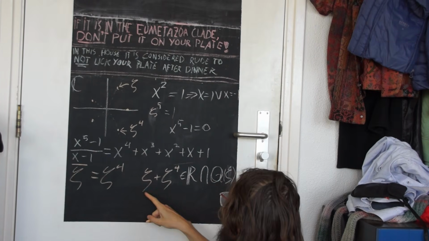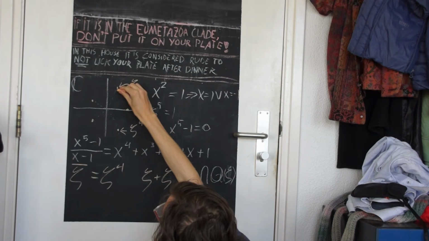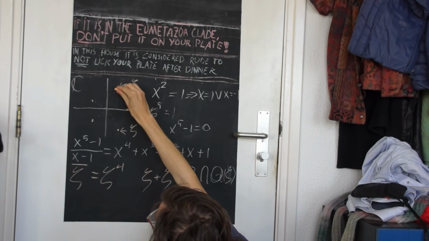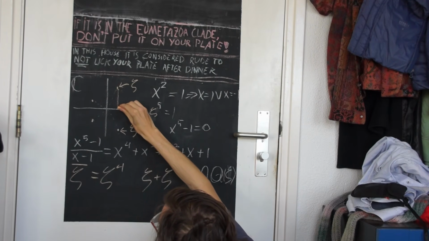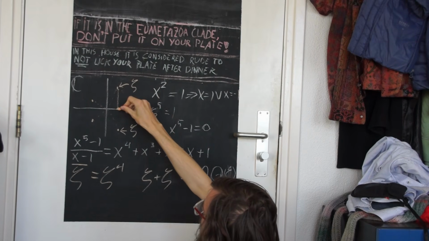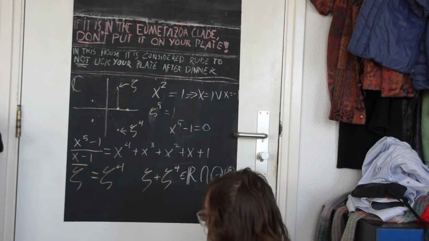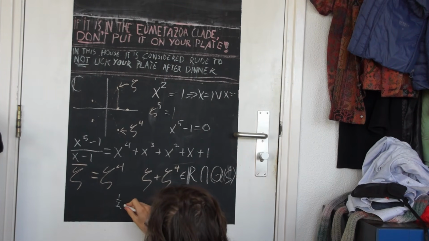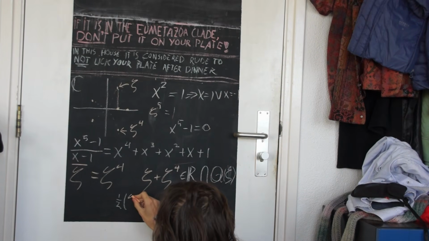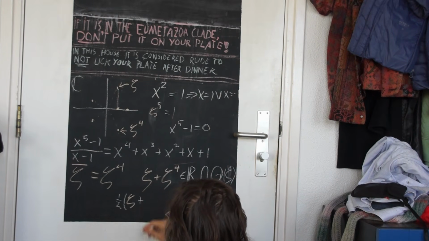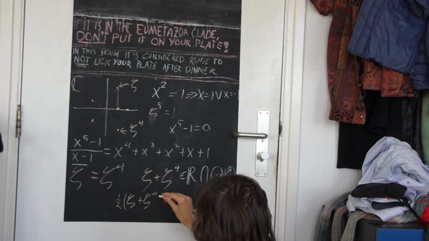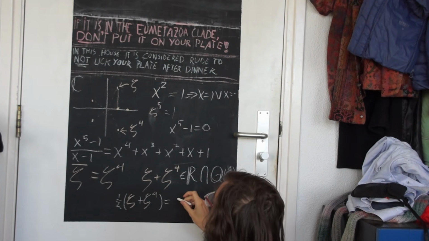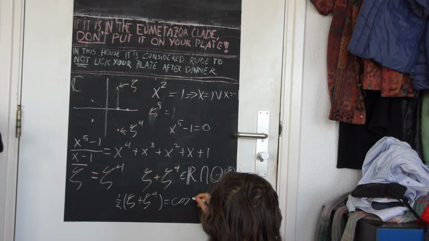Final thing to notice about zeta plus zeta to the 4th is if we halve it, we end up exactly with our projection of zeta onto the real line, meaning that 1/2 zeta plus zeta to the power 4 is going to be exactly the cosine of 2 pi over 5.